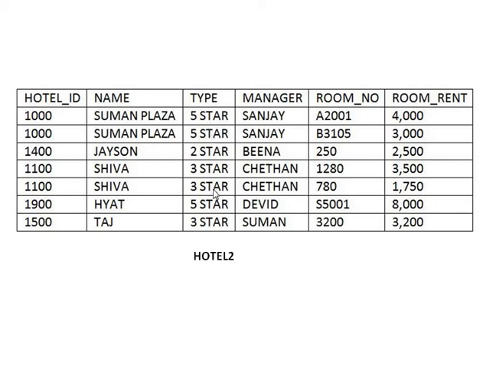So you can avoid it by dividing this table into two. How? One table you have to create for a room, and one more table for a hotel. So that you can avoid the redundancy. That means you are applying the normalization principles.